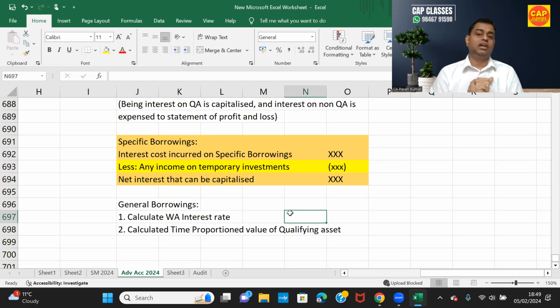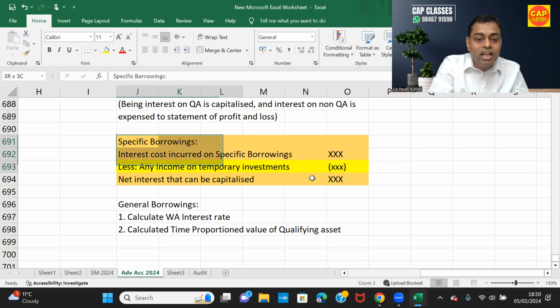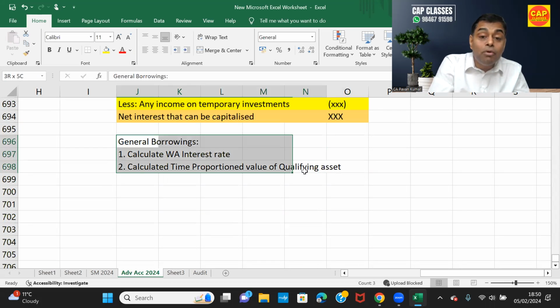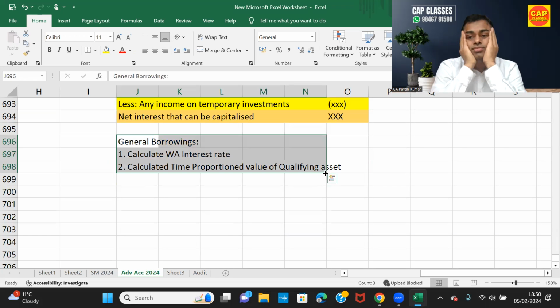Now the question is, Pavan sir, what if for one project I have both specific borrowings and also general borrowings? Which is possible. Then the accounting treatment is different. If you use only specific borrowings, follow this. If you use only general borrowings, follow this. If you have both specific borrowings and general borrowings, oh, Pavan sir, I'll get mental, Pavan sir.